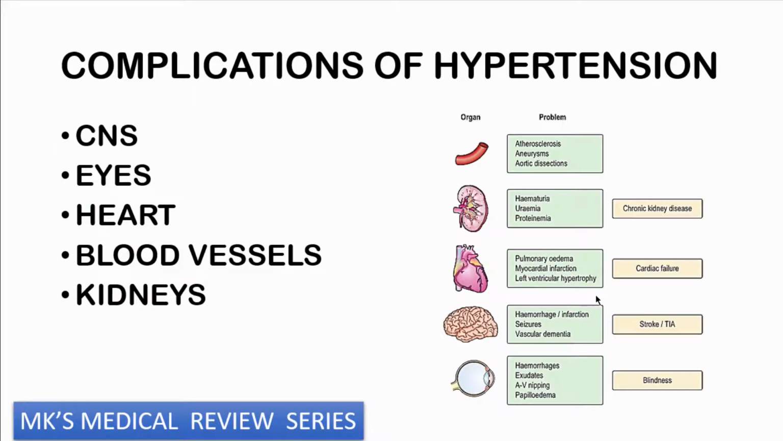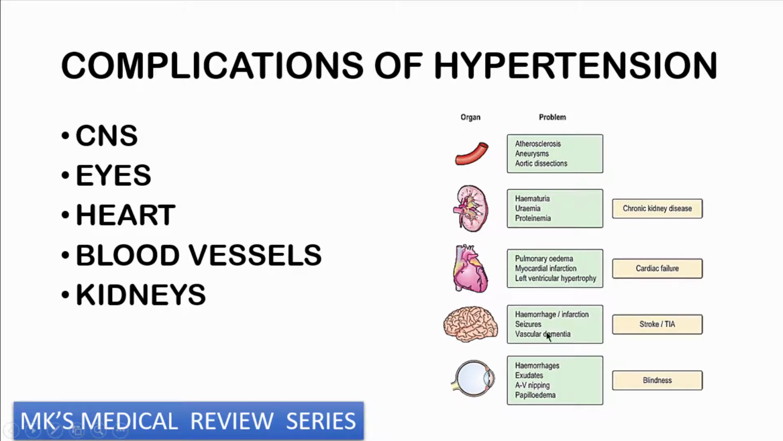So remember that complications of hypertension could be the central nervous system complications, eye complications, the heart, the blood vessels, and the kidneys. So these are the target organs which hypertension is going to be affecting.